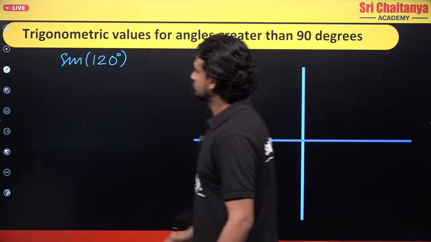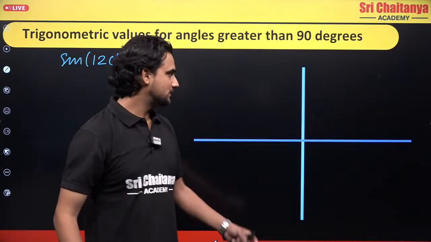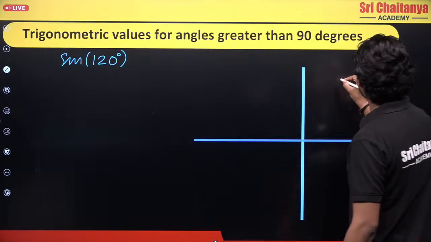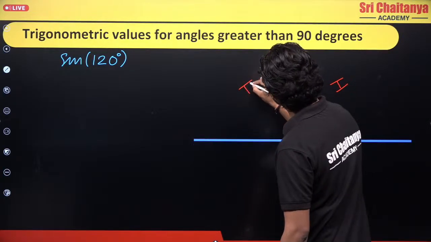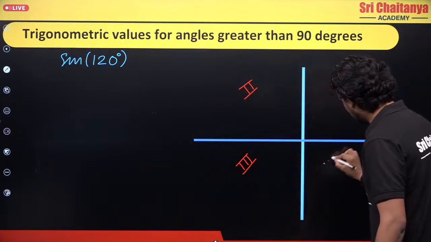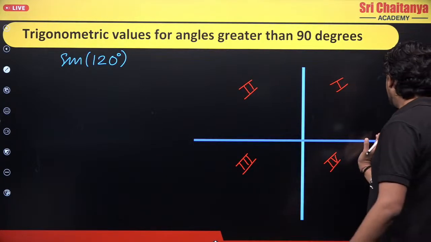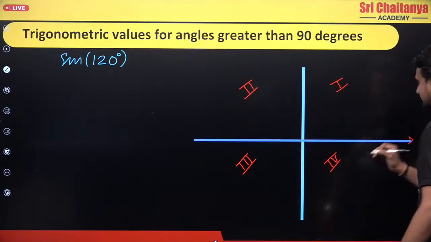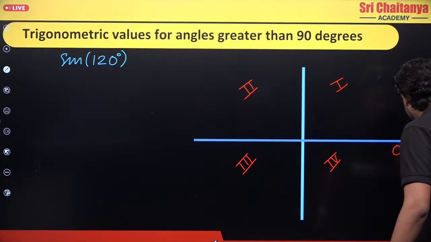So now we will use this concept. First of all, let's understand this. What is this? This is a quadrant. How many quadrants do I have? I have 4 quadrants. First quadrant, this is my second quadrant, third, and my fourth quadrant. I will start measuring my angle from this. This is my original axis or the initial axis. Let's suppose this is 0 degrees.